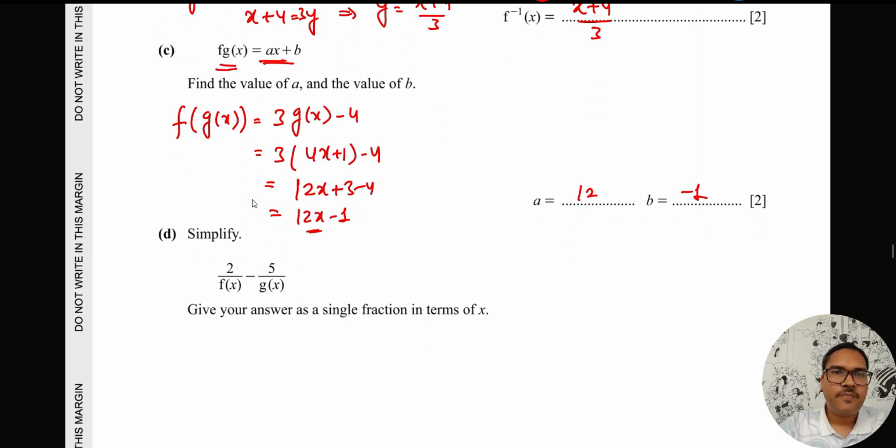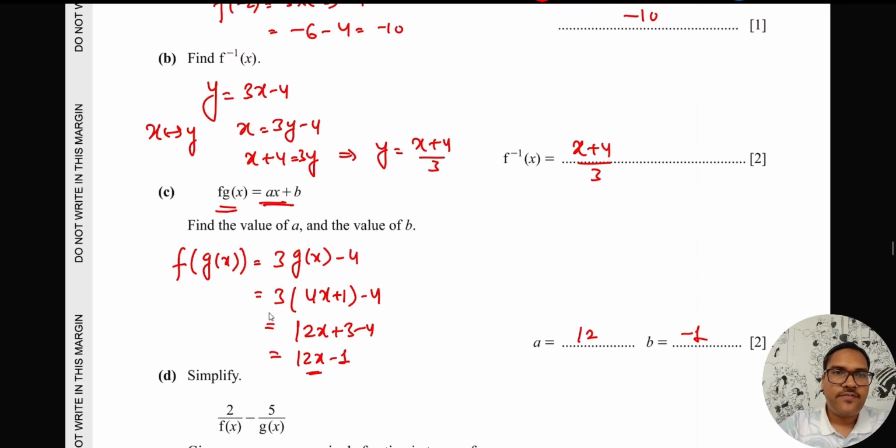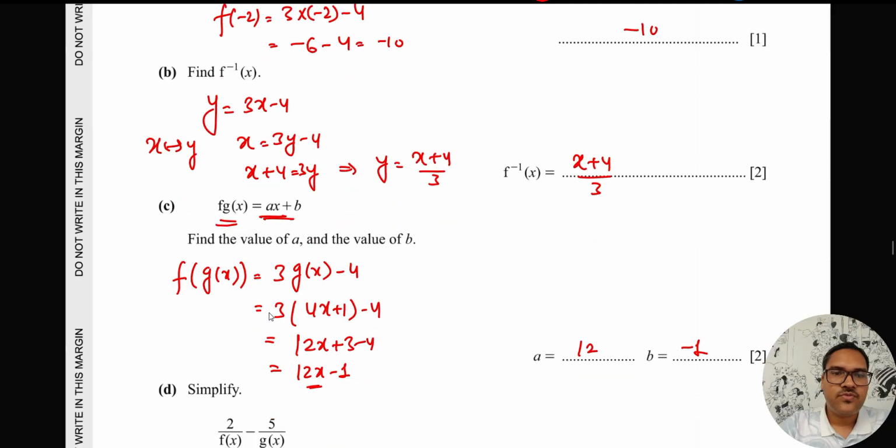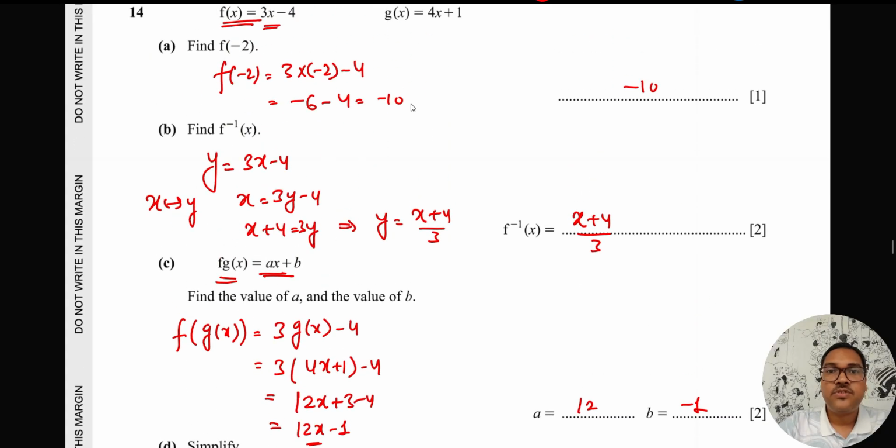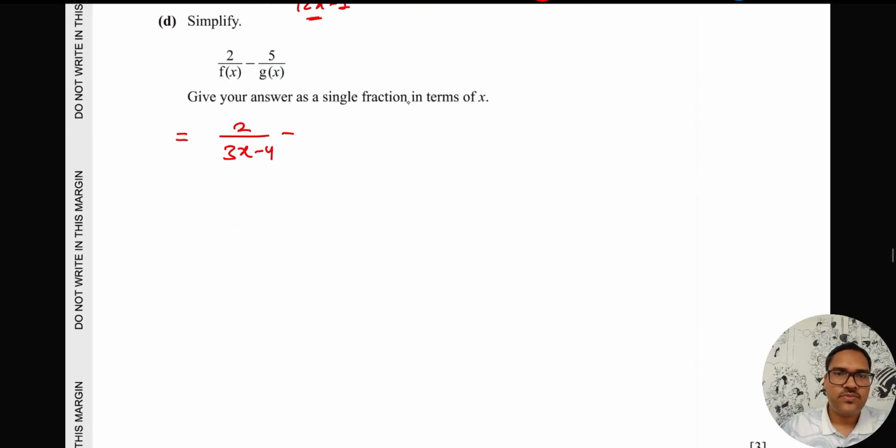Next question is simplify this, where you have to write the answer as a single fraction. Now what is f(x)? f(x) is 3x minus 4. So this expression is 2 upon 3x minus 4. And what is g(x)? g(x) is 4x plus 1. So this is 5 upon 4x plus 1. Now you can solve this easily. Basically, you have to write this as a single fraction.